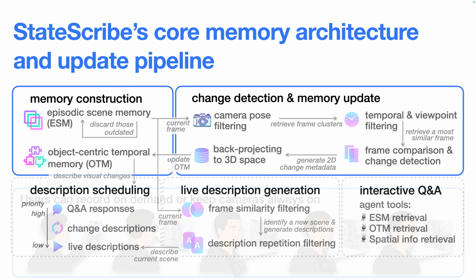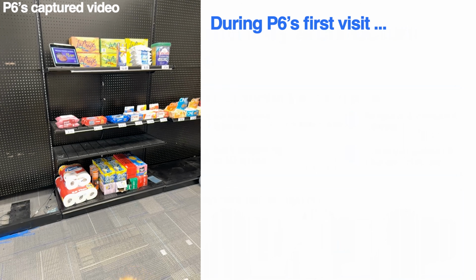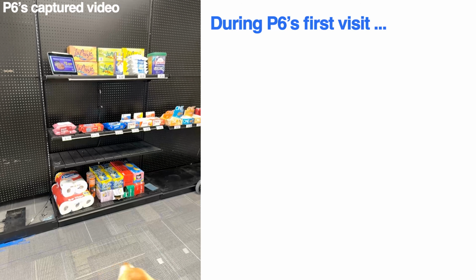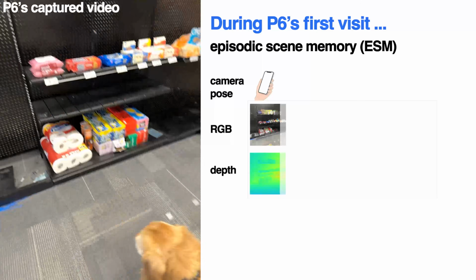Users can record on demand or use always-on cameras. Its technical core is a pipeline that detects changes and constructs and updates memory from the live camera view. It employs a dual-layer memory architecture that integrates episodic scene memory and object-centric temporal memory as its core.